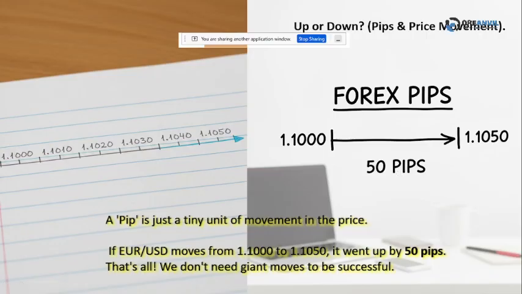So we count this as 50 pips in the market. You can think of pips as the point in a currency price. Traders who trade more often watch pips to measure profit and loss. So if you bought at 1.1000 and sold at 1.1050, you have made 50 pips profit.